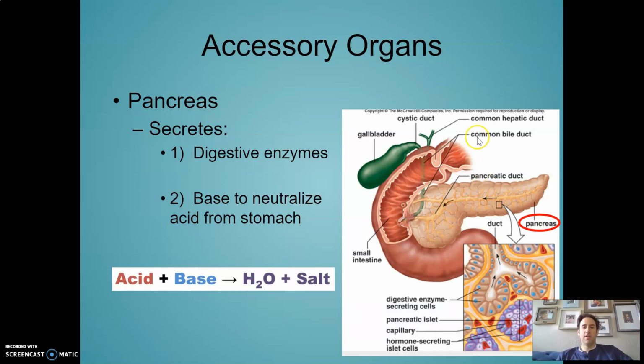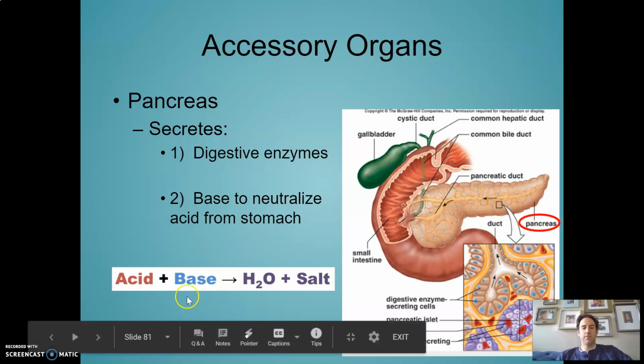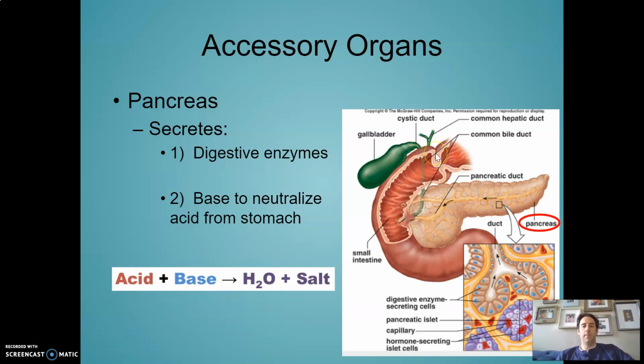So the pancreas releases digestive enzymes, and it releases a base to neutralize the acid from the stomach. So you may remember that the contents of the stomach pass through this pyloric sphincter into the small intestine. Well, when that happens, acid is also passing through. So by releasing a base, the pancreas is able to neutralize that acid because acid plus base forms water, and that's why the small intestine is not damaged by that acid.